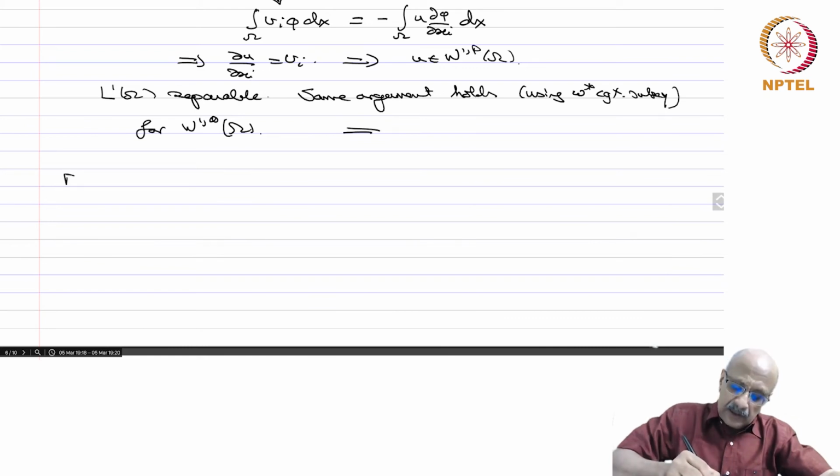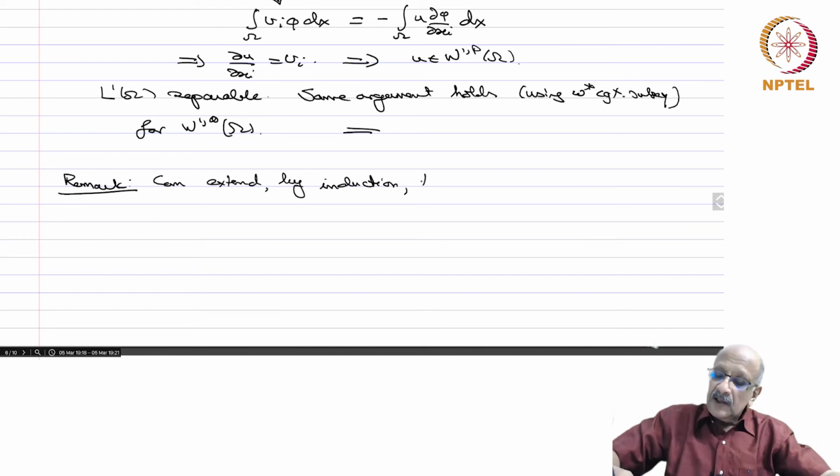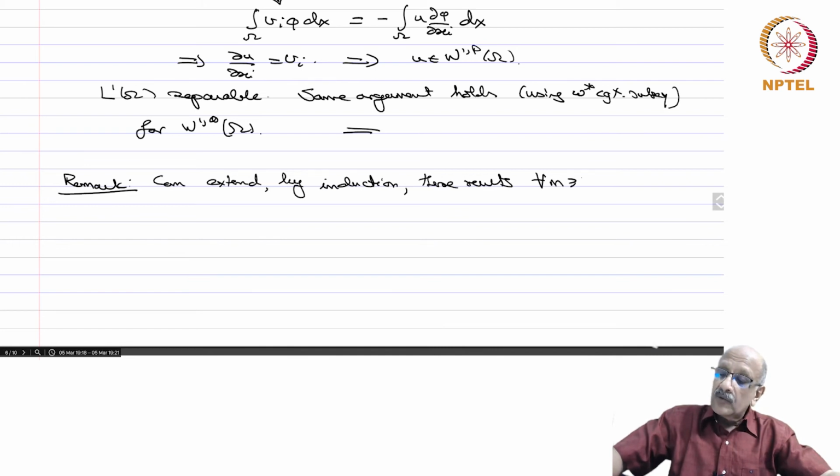Okay, so then another remark: we can extend, by induction, these results for all m greater or equal to 1. In most of this course I will only prove results for m equals 1, sometimes I will prove for other m also, but most of the time it will be clear by iterating the arguments. You can go on to higher and higher orders of the spaces. It is just technically more horrendous, but otherwise no new ideas are involved, and therefore we will do that.